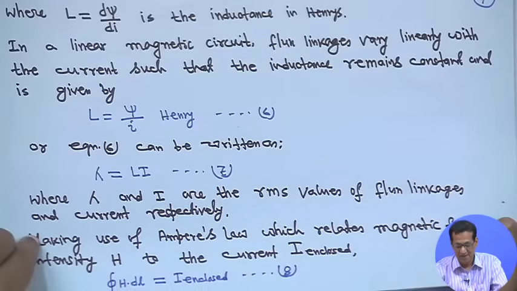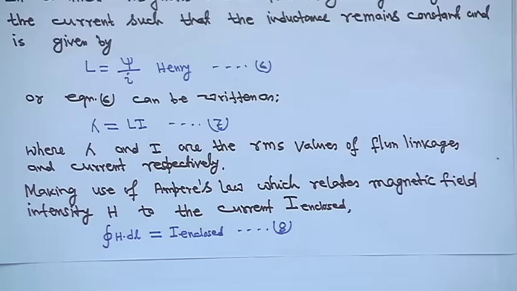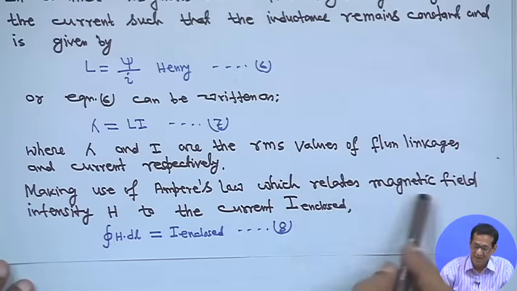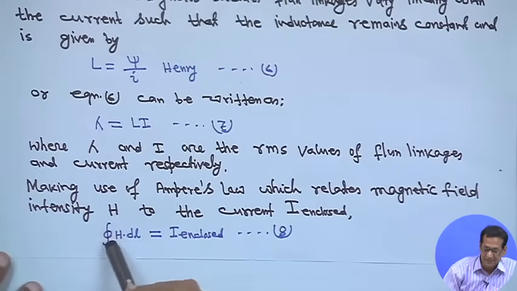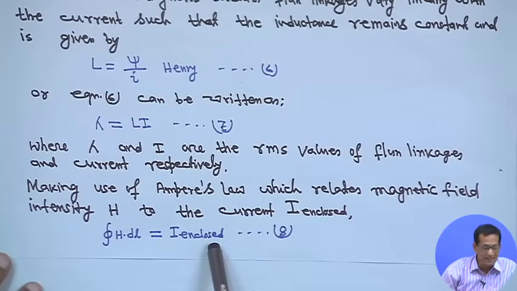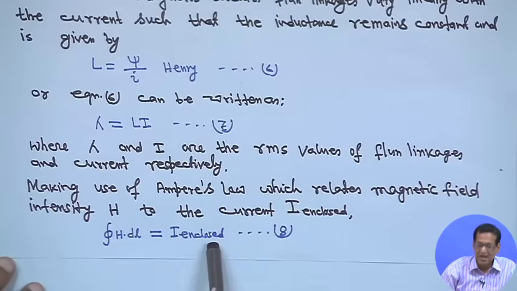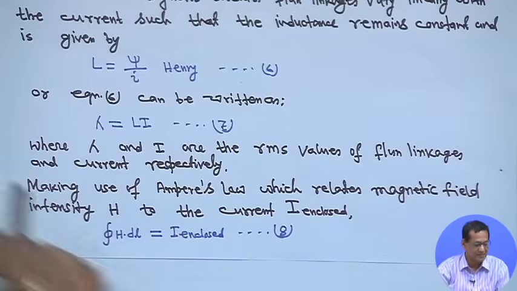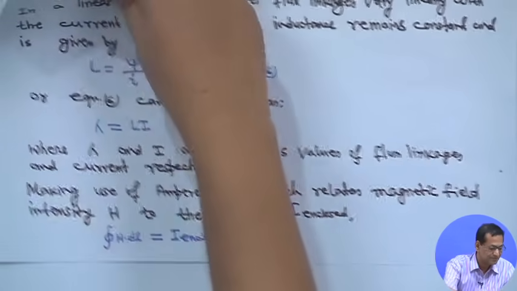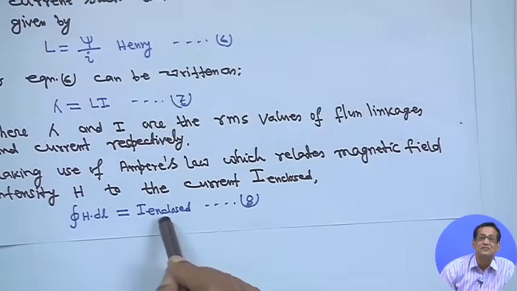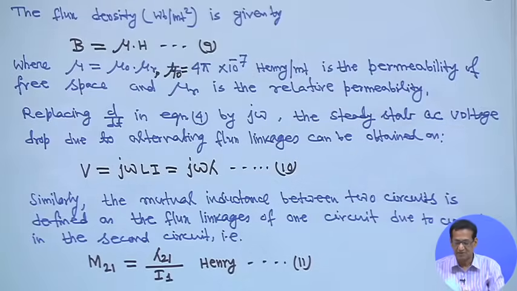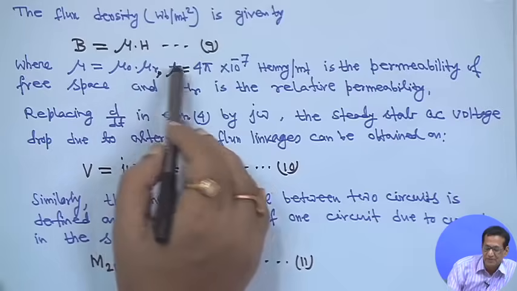Making use of Ampere's law, which relates magnetic field intensity H to the current enclosed, I enclosed, the loop integral of H dot dl is equal to I enclosed. This is your Ampere's law that you know from physics. This is equation number 8. At the same time, this equation will be used later. Now, the flux density, in Weber per meter square, is given by B is equal to mu into H, that you know.